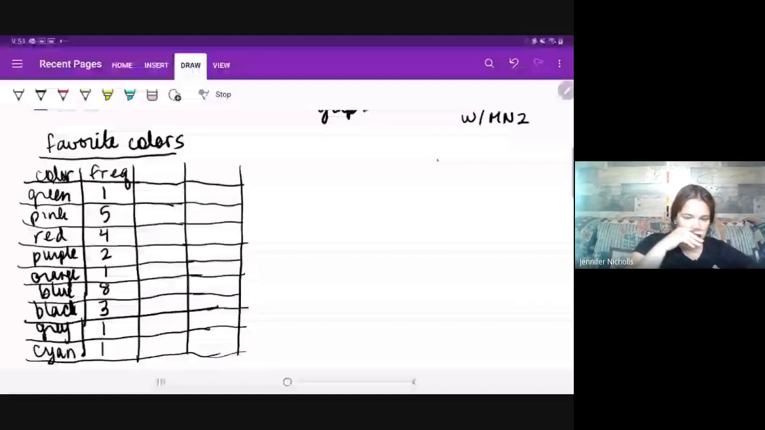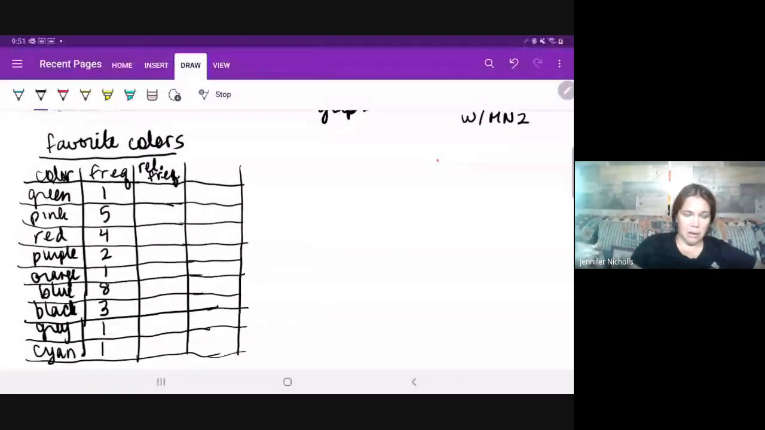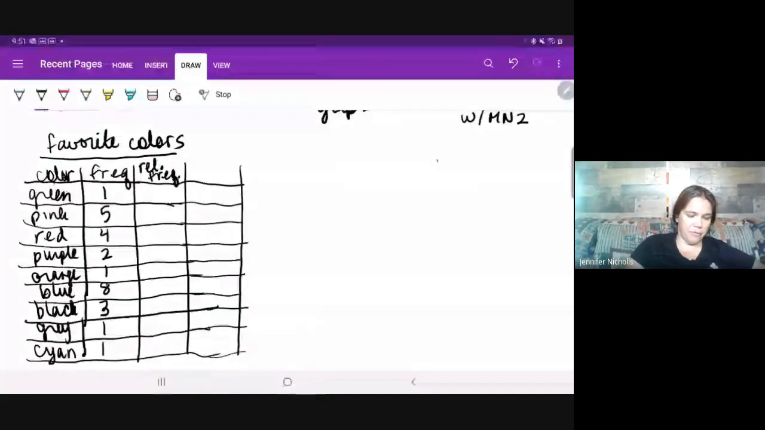Okay, so 2 extra columns. We're still going to have relative frequency, and you need the first 3 rows to make a relative frequency bar graph, the ones that you were making. That's what you're supposed to do on homework number 3.